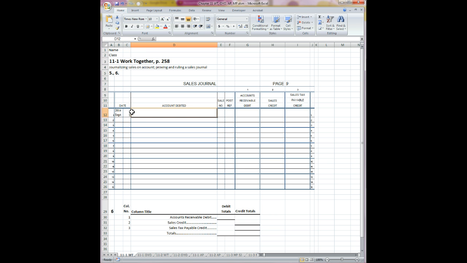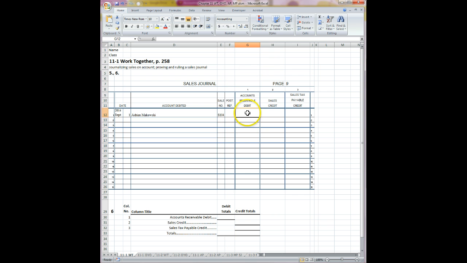Account debited. Well, who owes this money? Who is this accounts receivable for? Looking at the problem, it's for Adrian Mikowski. So let's put in Adrian Mikowski's name. Sale number, that's our sales invoice number, right? And it's going to be S104. Like I've said before, it's good practice to put the letter in front of it, so I always like to do it, whether the specific journal calls for it or not. We put nothing in post reference because we haven't posted to the general ledger yet.